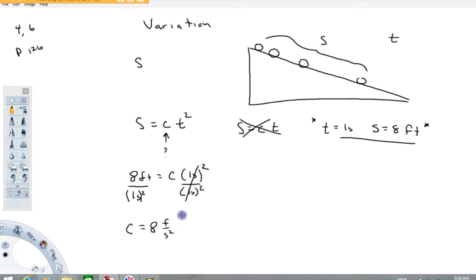Now that I know my constant, I can rewrite this equation. S equals 8 feet over second squared times t squared. And now if you tell me a time, I can tell you an S, or if you give me an S, I can tell you a t. In this particular problem, it says how far will the ball roll in 4 seconds, so I'm going to put 4 seconds in for t.